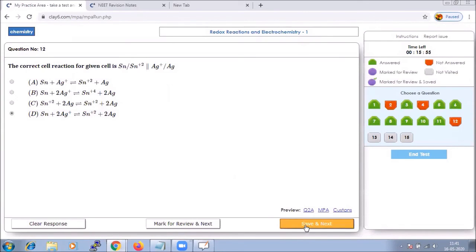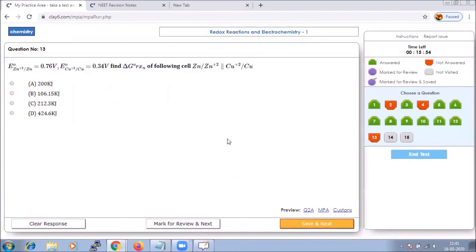Let us save that and go to the next. Again, the same format, where they are asking us to calculate the E naught cell value and delta G using the formula.